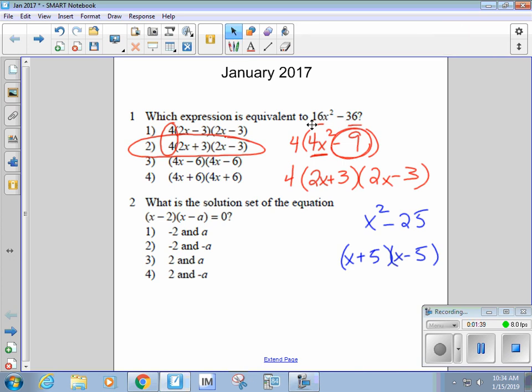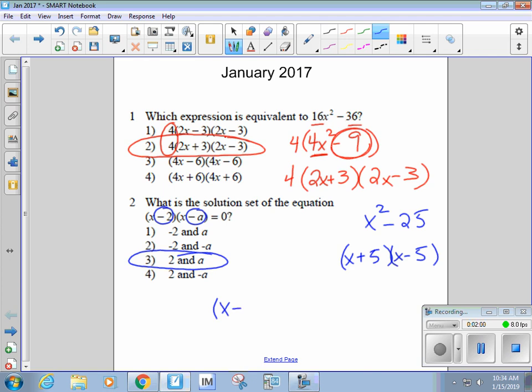Okay, the next one says, what is the solution of the equation x subtract 2 times x subtract a equals 0? And what you're supposed to remember is that when things are in parentheses, the solutions are going to be the opposite numbers. So negative 2 is going to turn into a positive 2, and negative a is going to turn into positive a. So if I made up another question like that and said x minus 5 and x plus b, your two answers would be a positive 5 and a negative b, because you're taking the opposites of what they give you in parentheses.